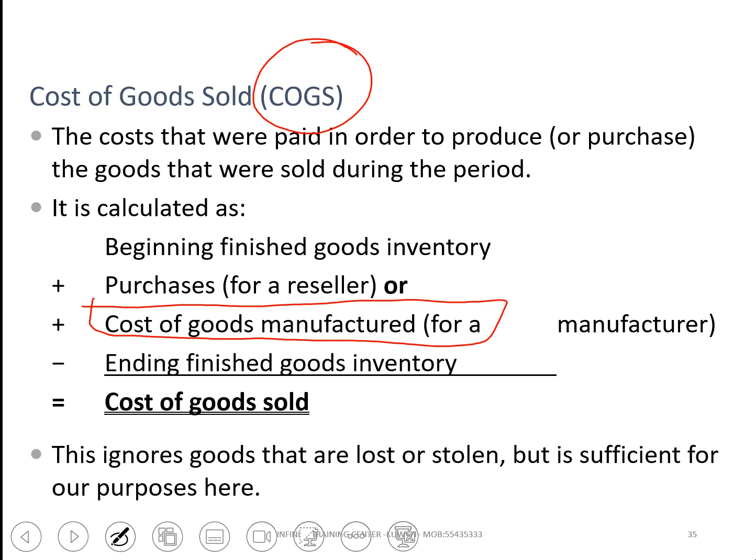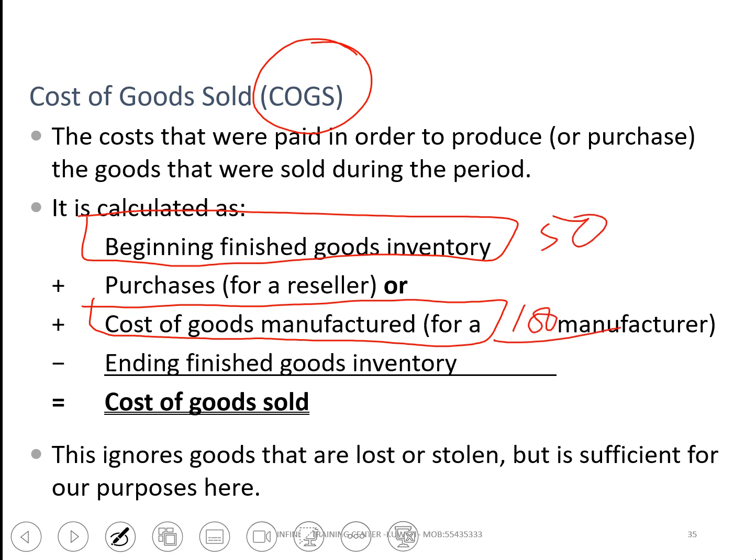So we have to find out how many units sold. So we will check how many were there in the beginning when we started. So again, in the beginning when we started there was 50 and during the period we made 100. So total 150 is there. And now you go and check how much is there in ending inventory. It's only 10.